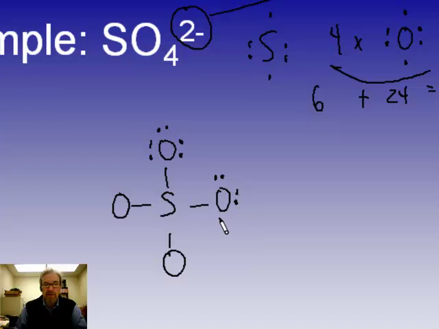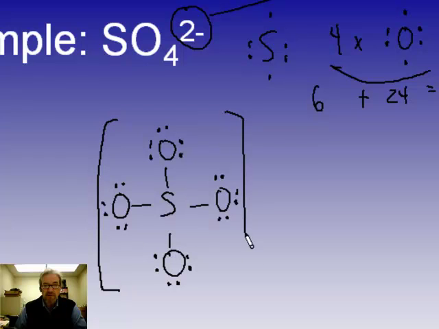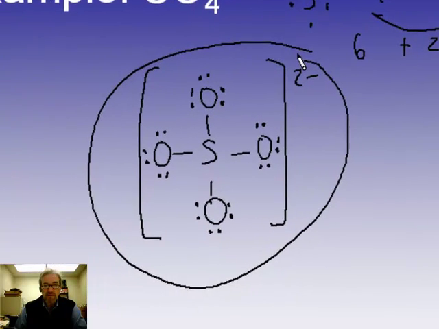So 6 in lone pairs, and 1 in a bond makes 8 for each oxygen. So everything's stable now. I'm going to check my electron count. Each oxygen's got 2, 4, 6 in lone pairs. So among the 4 oxygens, that means there'd be 24. Then with the bonds, 26, 28, 30, 32. So that's the correct number of electrons. Last thing I have to do, because this is an ion, put square brackets around the whole thing and install my 2- charge to get the Lewis structure.